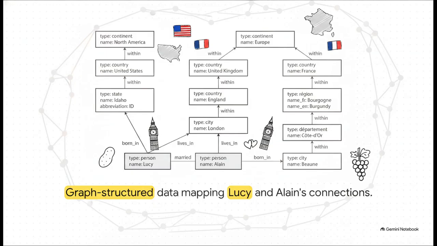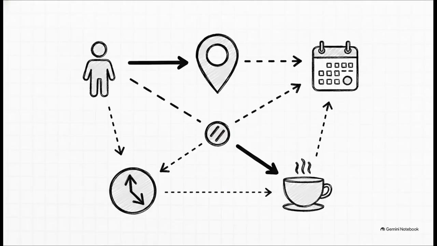Notice how it effortlessly manages varying levels of detail. Lucy's birthplace is a state, Alain's is a city, yet they snap perfectly into larger geographic structures like North America and Europe. Imagine trying to model all of those overlapping, heterogeneous relationships in a standard SQL schema without completely losing your mind.